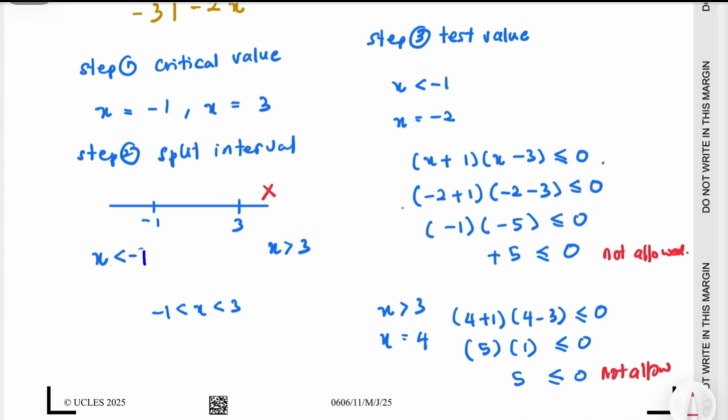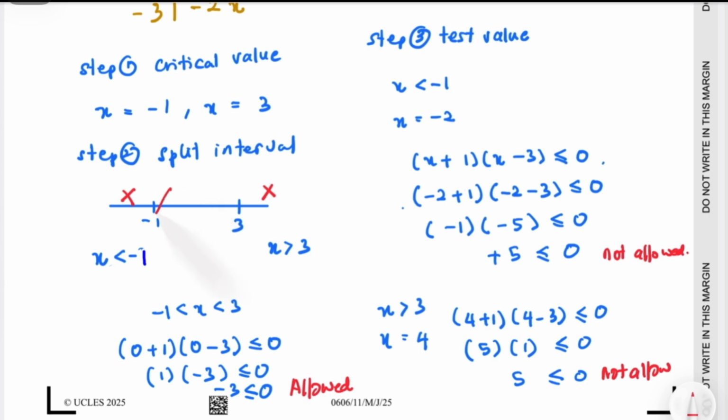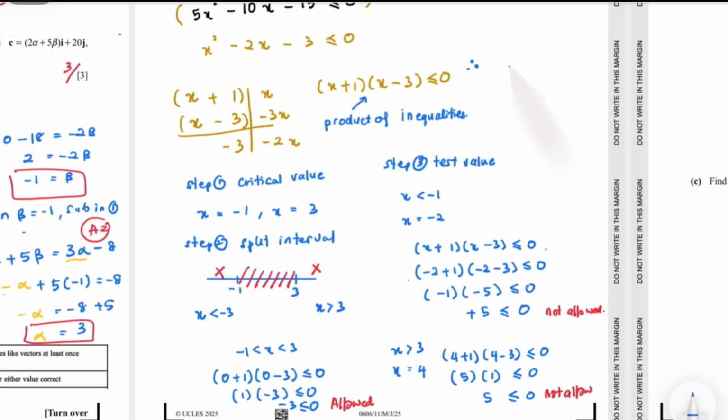In order for us to satisfy this, x must not be more than 3 or less than negative 1. Let's test the inequality with positive 1, which gives 1 plus 1 times 1 minus 3. 2 times negative 2 is negative 4, so it is less than 0. Hence, our inequality is satisfied in this region. And let's rewrite our final answer.